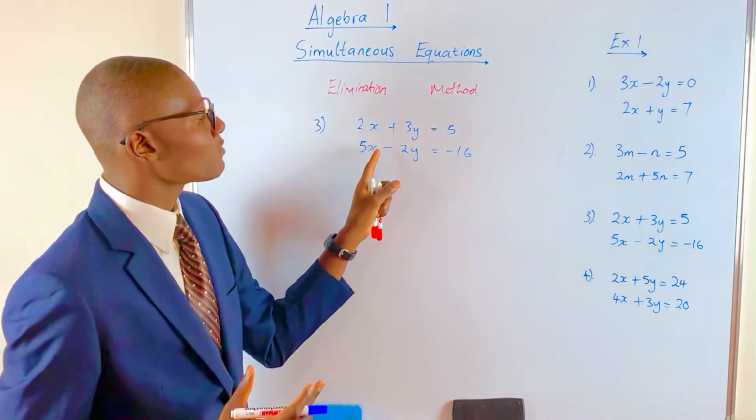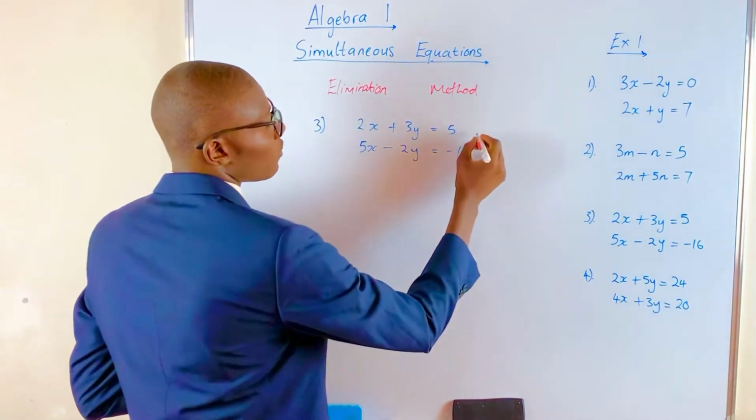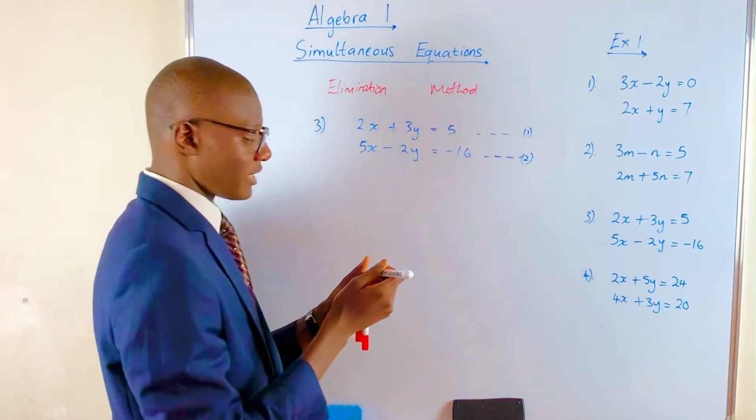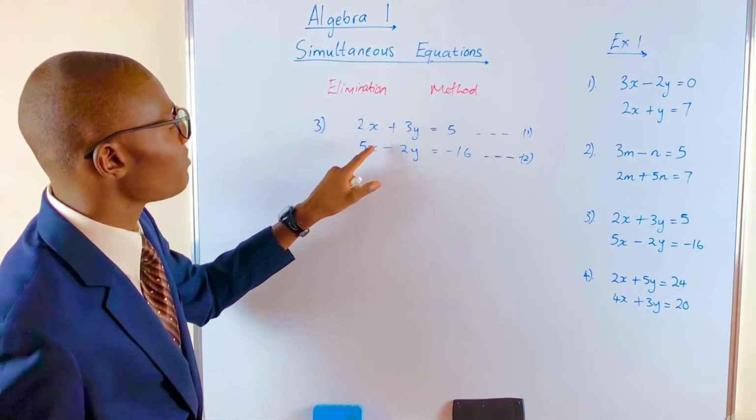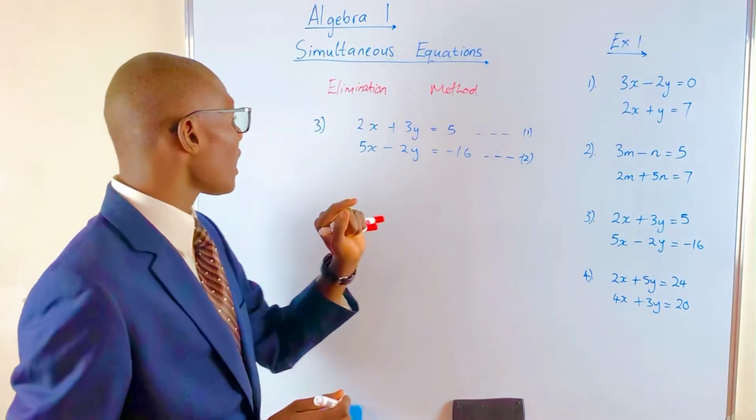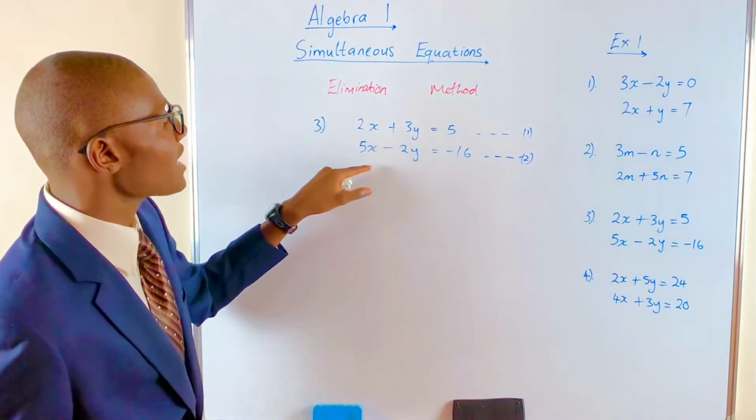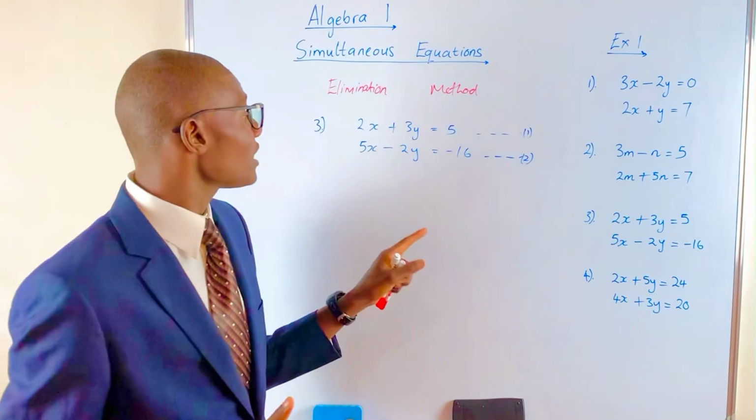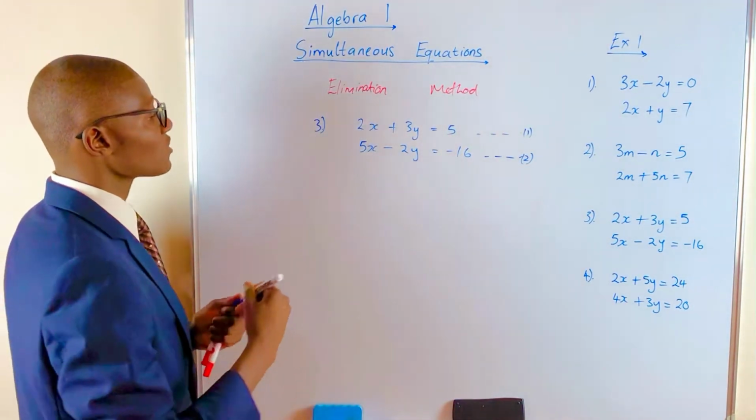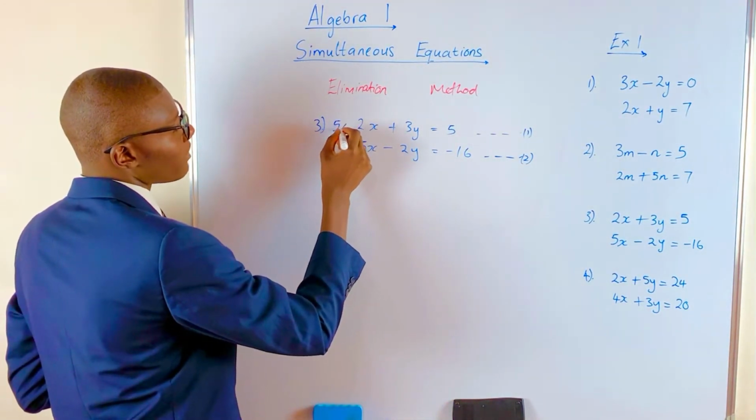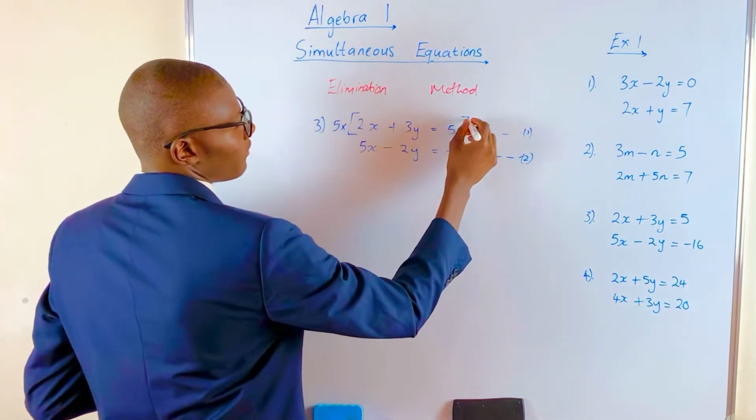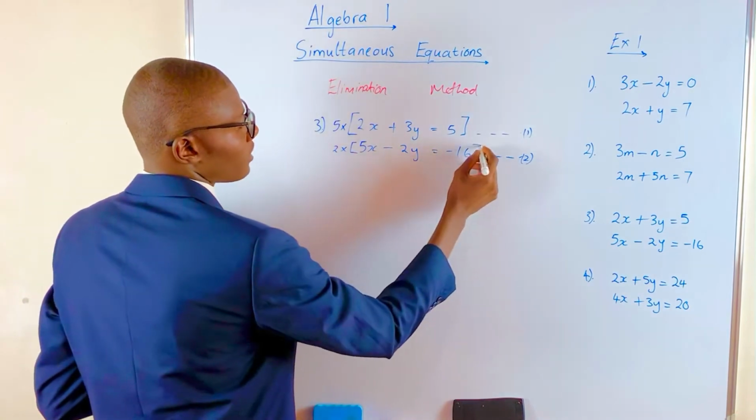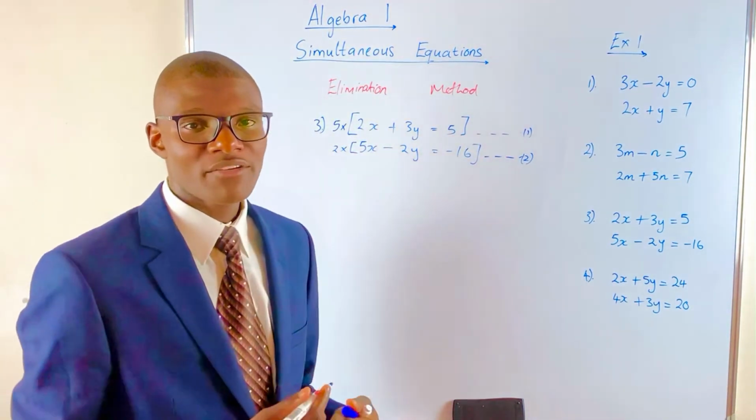So now from these two equations, this being equation 1 and then this being equation 2, right? If we pick an unknown, let's say we pick x, now we need to make x have the same coefficient from both equation 1 and equation 2. So it means that from equation 1, we are multiplying throughout by 5, right? And then from equation 2, we are multiplying throughout by 2, such that x is the same coefficient.